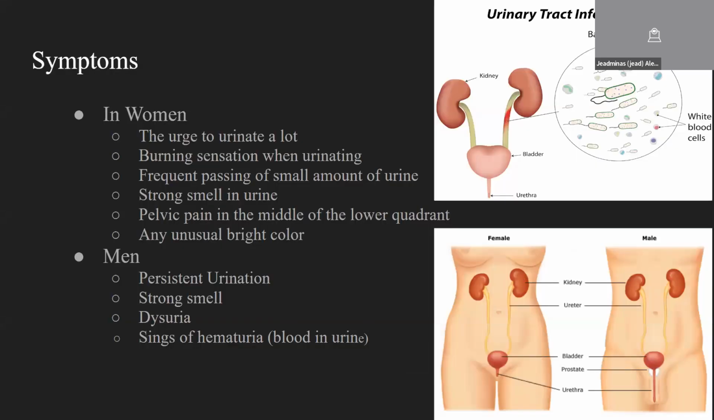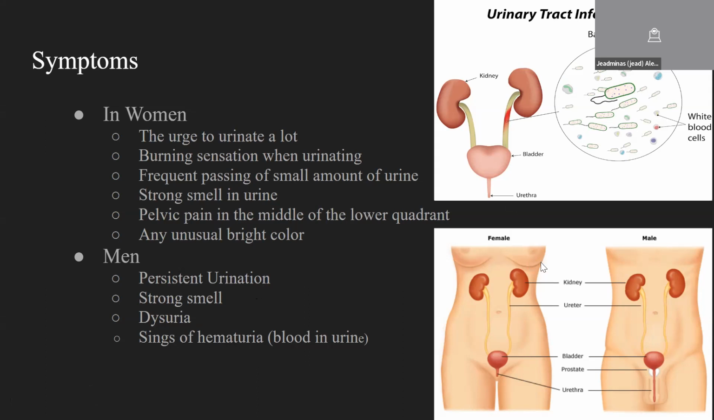Here are some symptoms in men and women. In women, they usually have the urge to urinate a lot, or a very burning sensation when using the bathroom, frequent passing of very small amounts of urine, or a very strong smell, very unusual, and you will notice it right away. You will get pelvic pain, or any unusual bright color. And men also get the persistent urination, a strong smell, dysuria, and signs of hematuria, which is blood in the urine.